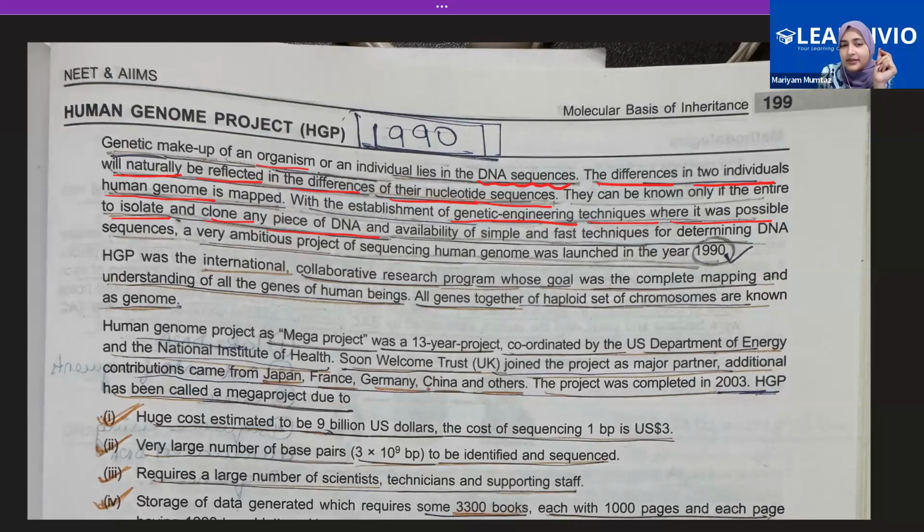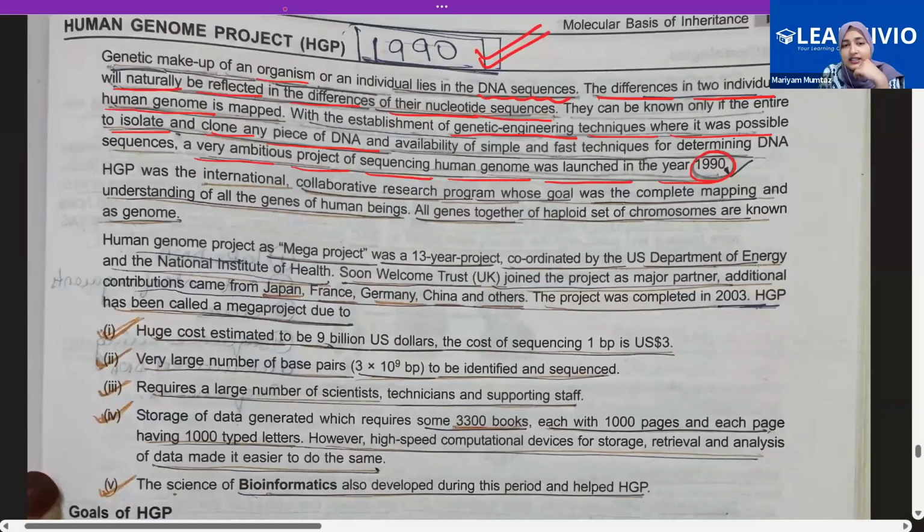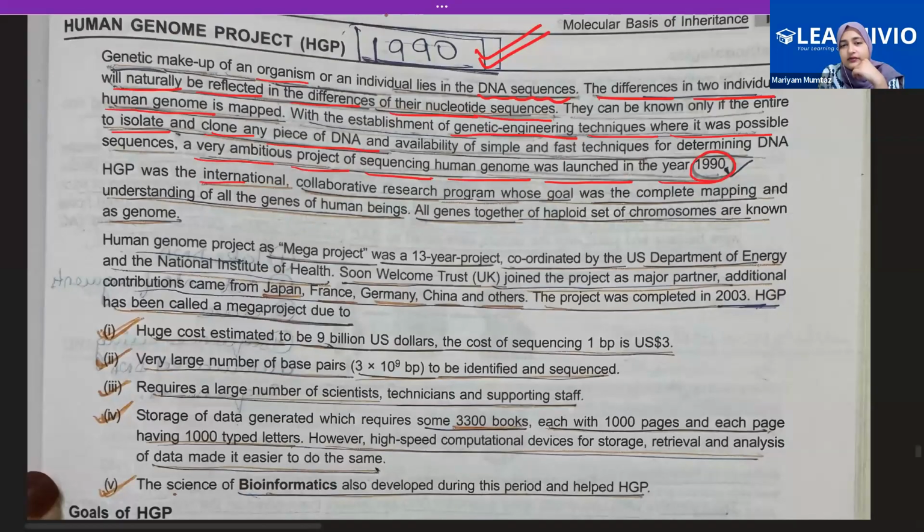So a very ambitious project of sequencing the human genome was launched in the year 1990. This year is very important to remember. In which year was it launched? Now, the Human Genome Project was the international collaborative research program whose goal was the complete mapping and understanding of all the genes of humans. They wanted to know every single gene and what it is present for, what was its use. All of that had to be done under this huge project.